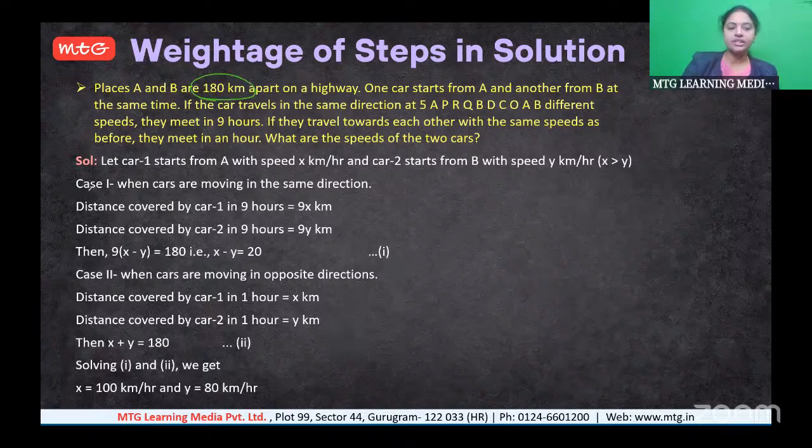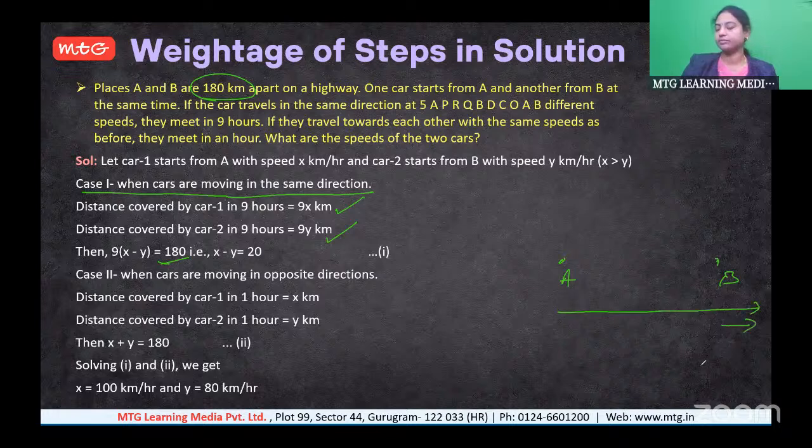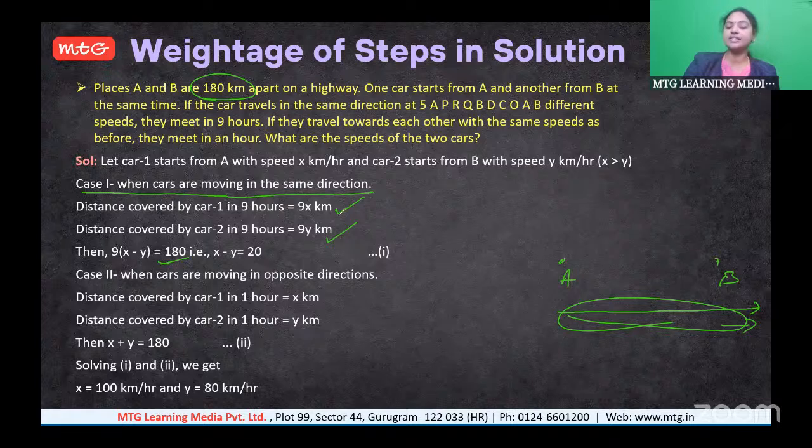If you consider the first scenario, when both are traveling in the same direction, how much distance will the first car cover in 9 hours? 9x kilometers, and the second car 9y kilometers. But initially, when they started, the difference was 180 kilometers, because A started from here and B started from here. After traveling for 9 hours, they met each other. A has covered an extra 180 kilometers. So if you see the difference between A's distance and B's distance, it is 180, which leads to a linear equation of x minus y equals 20.